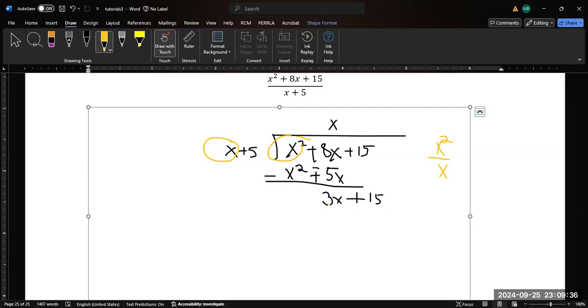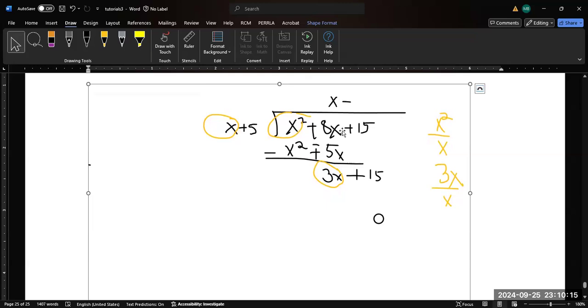So now we're going to divide 3x by x. So 3x over x reduces to 3. And now we multiply: 3 times x is 3x, and 3 times 5 is 15. And then we subtract everything and we get a 0 remainder, which is fantastic. That means that this divides evenly.